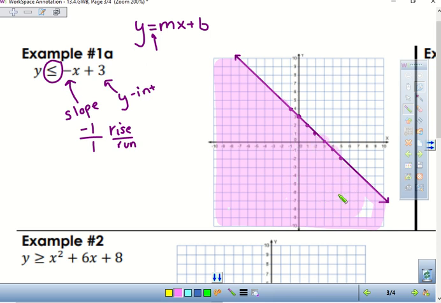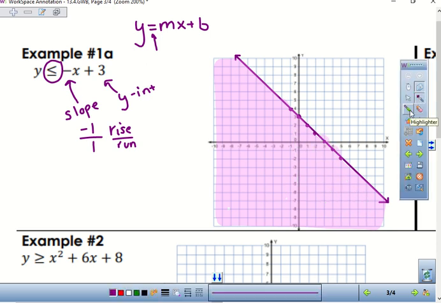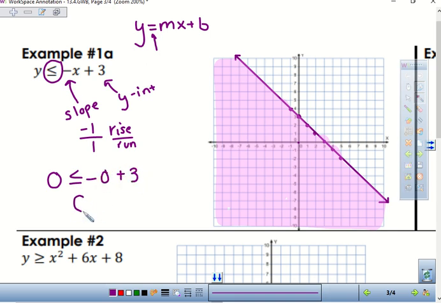Another way you can verify that you shaded it the right way. Say you get on the test, you can start panicking, I forget if I shaded the right way. Here's what you can do to check. You can simply take the point (0, 0). The point (0, 0) is supposed to be part of our set, correct? Because it's shaded. So we can just plug (0, 0) into my inequality and verify it. Is 0 less than or equal to 3?